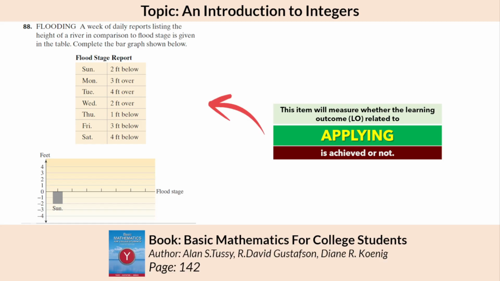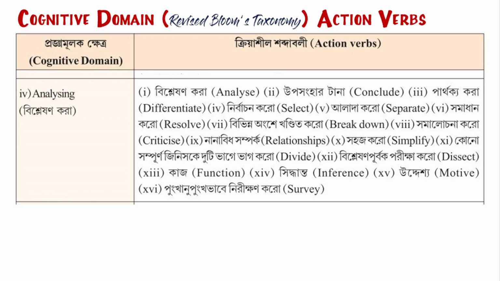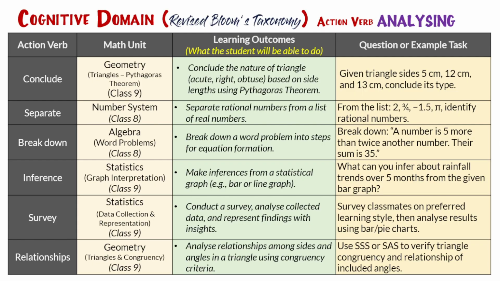And these items will measure whether the learning outcome related to applying is achieved or not. Now the action verbs related to analyzing are analyze, conclude, differentiate, select, separate, resolve, break down, criticize, relationships, simplify, divide, dissect, function, inference, motive, survey, etc. These are some of the examples of how to select learning outcomes following the action verb of analyzing.